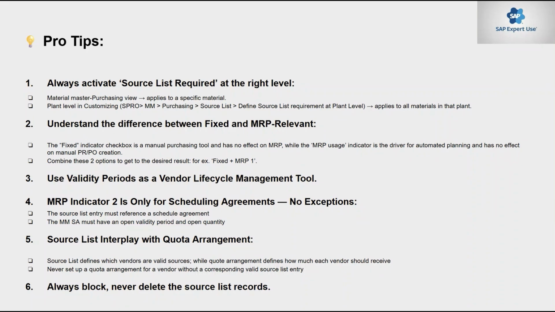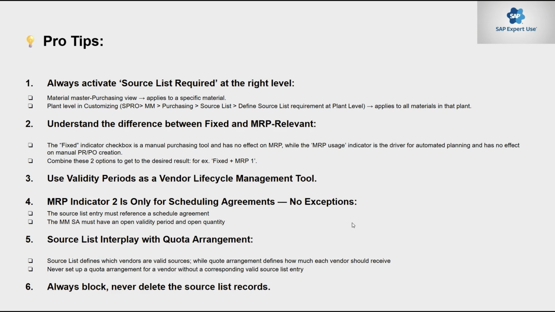MRP indicator 2 tells MRP to generate delivery schedule lines directly against the schedule agreement, bypassing the purchase requisition step entirely. This is extremely efficient for high volume repetitive purchases, but please keep in mind that it requires specific setup that many consultants miss. So the source list entry must reference a schedule agreement, otherwise you cannot even save that source list. And the MMSA must have an open validity period and open quantity.